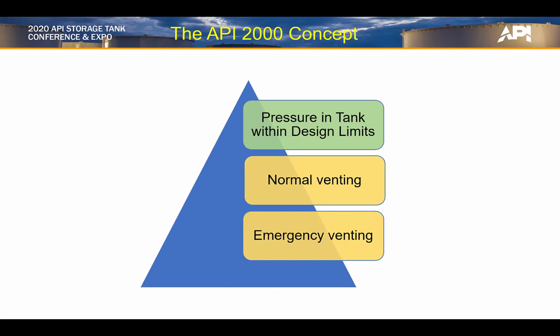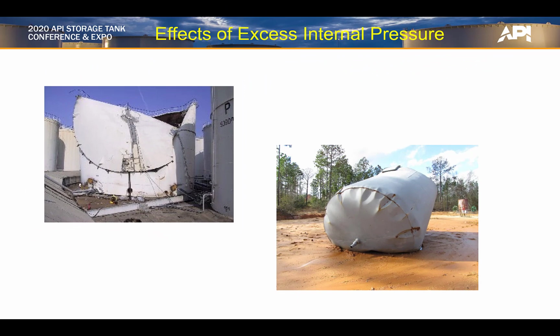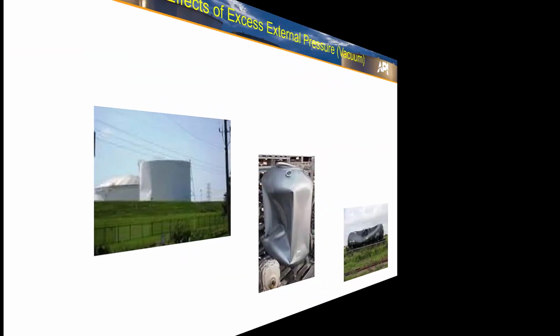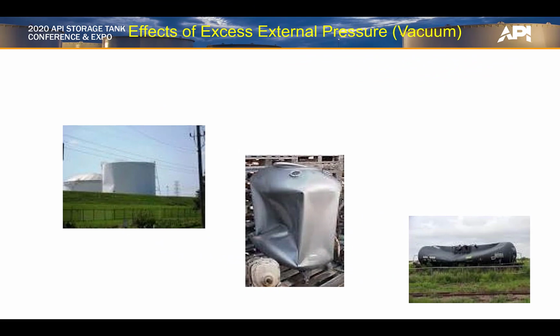The fundamental purpose of API 2000 is to keep the pressure of a container or tank within its design limits. It does this for two cases: normal and emergency venting. We'll define these terms a few slides from now. Tanks have large surface areas and therefore are subject to large forces when there is too much pressure or vacuum. These tanks suffered too much pressure. The same idea applies to excess vacuum for these containers.